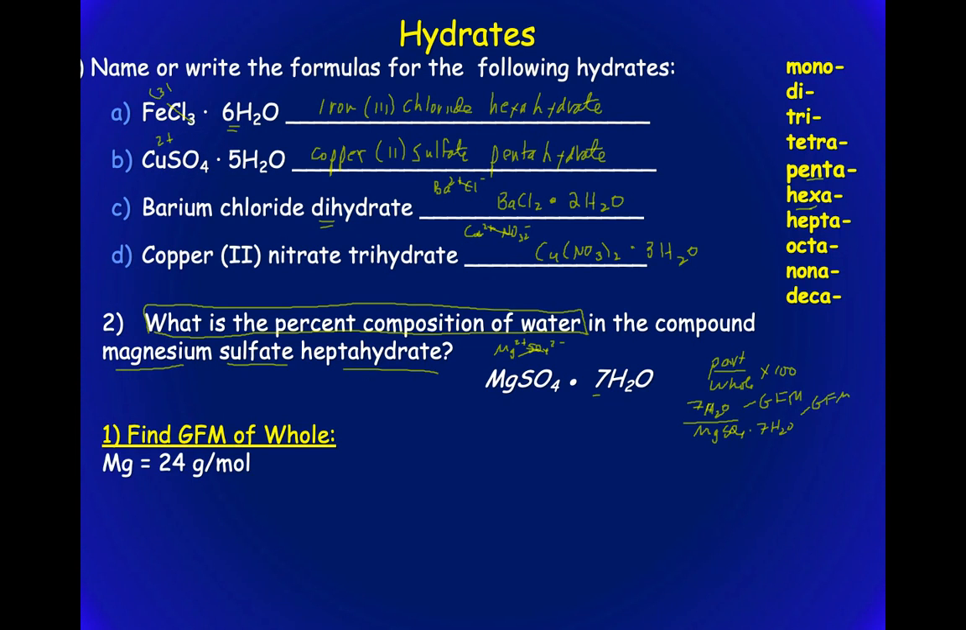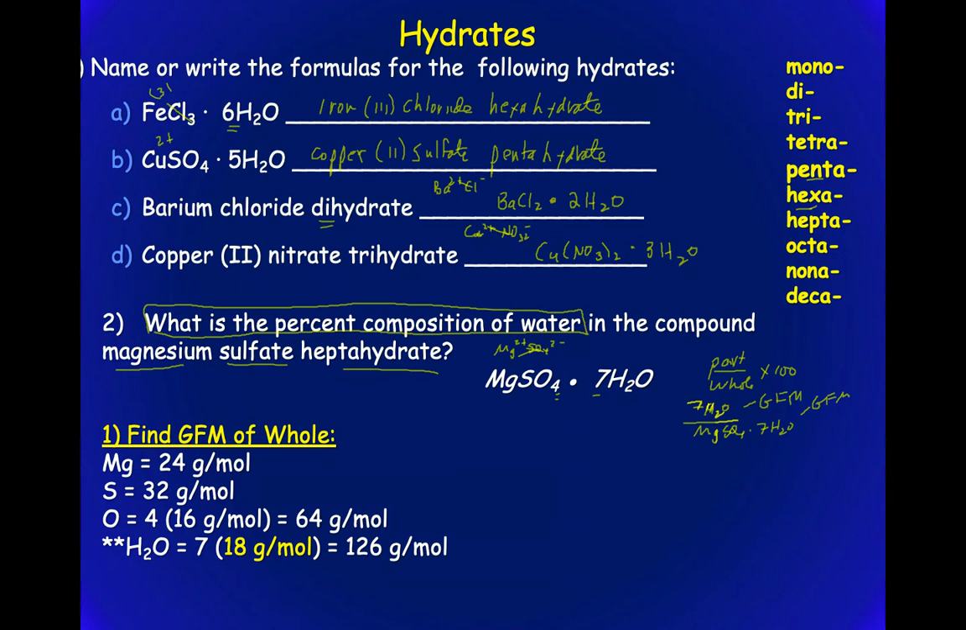So I want to find my GFM of this guy, my GFM of this guy, and then go about my business. Okay, so magnesium there's only one magnesium at 24. We have sulfur is at 32. We have oxygen, there's 4 of them. We're going to times it by 16 for 64.